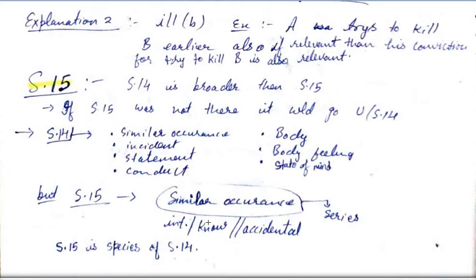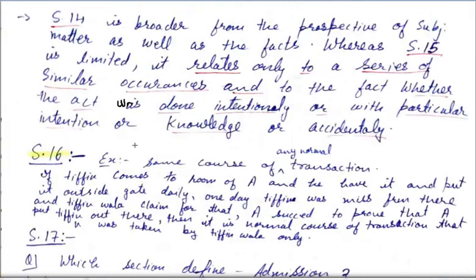So you can say that section 15 is a species of section 14. 15 is narrower and 14 is broader. ये comparison आपसे एग्जाम में पूछ सकते हैं, therefore I am telling you. Section 14 is broader, not only from the perspective of the facts, it is also broader from the perspective of the subject matter. इसको लिख लीजिए आप, write down.